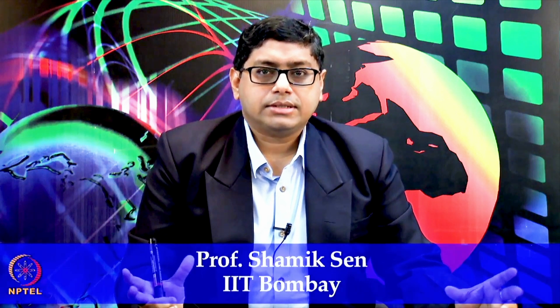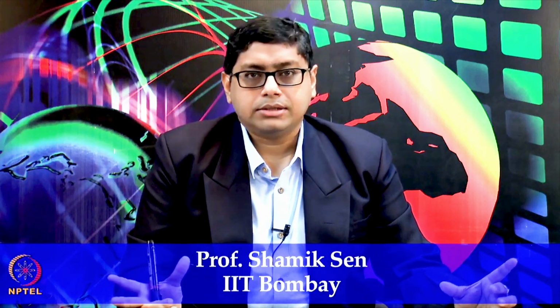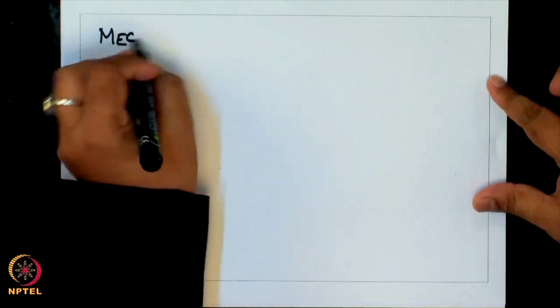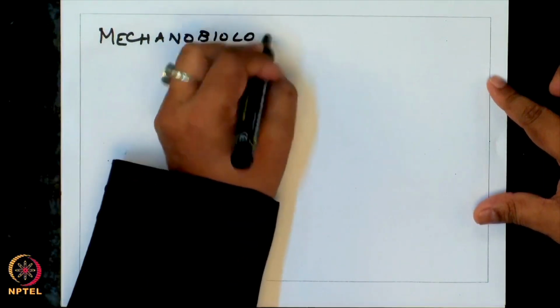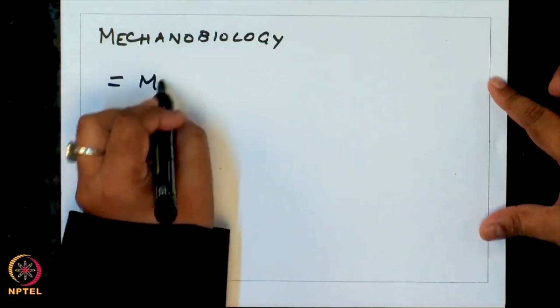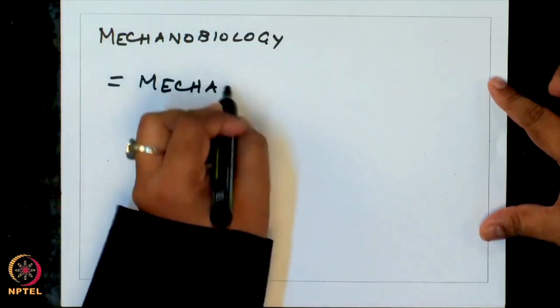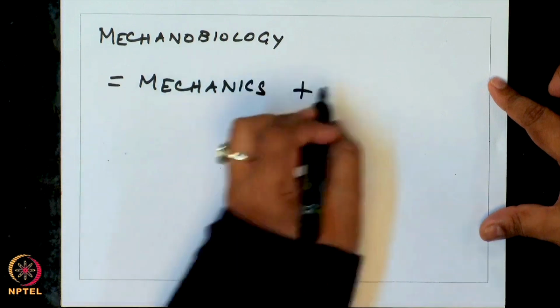Hello and welcome to our first lecture of the course Introduction to Mechanobiology. So, what is mechanobiology? As the name suggests, you have a mechano and a biology component. Mechano probably indicates that there is some amount of mechanics in biology. So, if you have to break down mechanobiology, I can break it into two terms, mechanics plus biology.